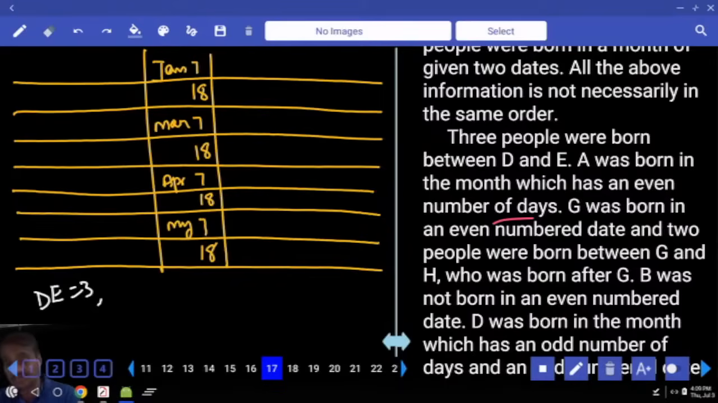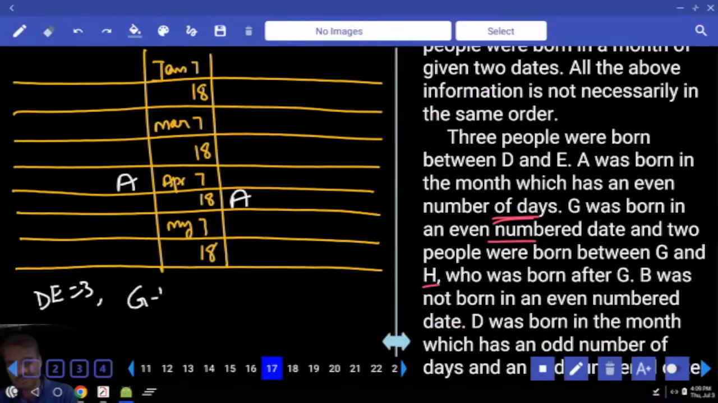Then, how many possibilities are there? In the month of April, there are 2 different dates. It can be on 7th of April or 18th of April. 2 possibilities. The next one, G was born on an even number date, and there are 2 people between G and H.